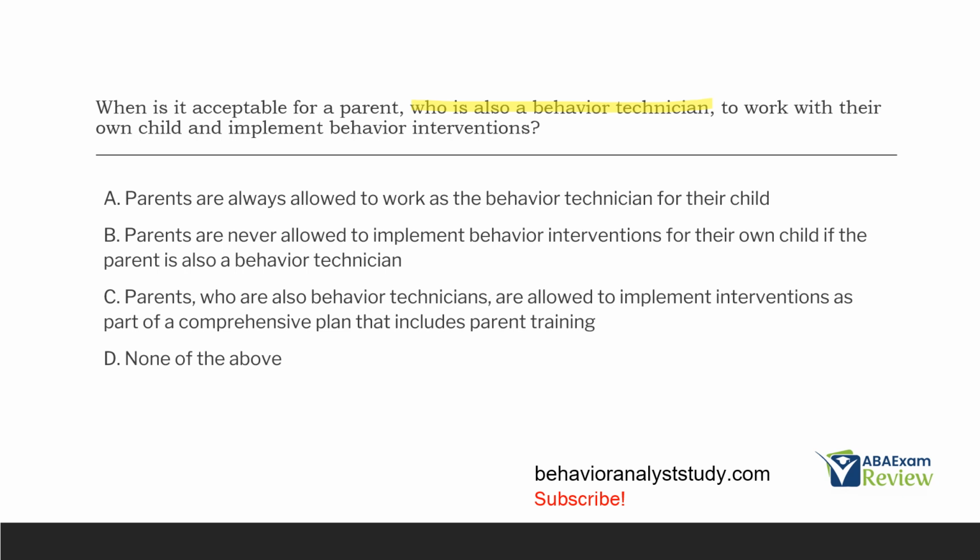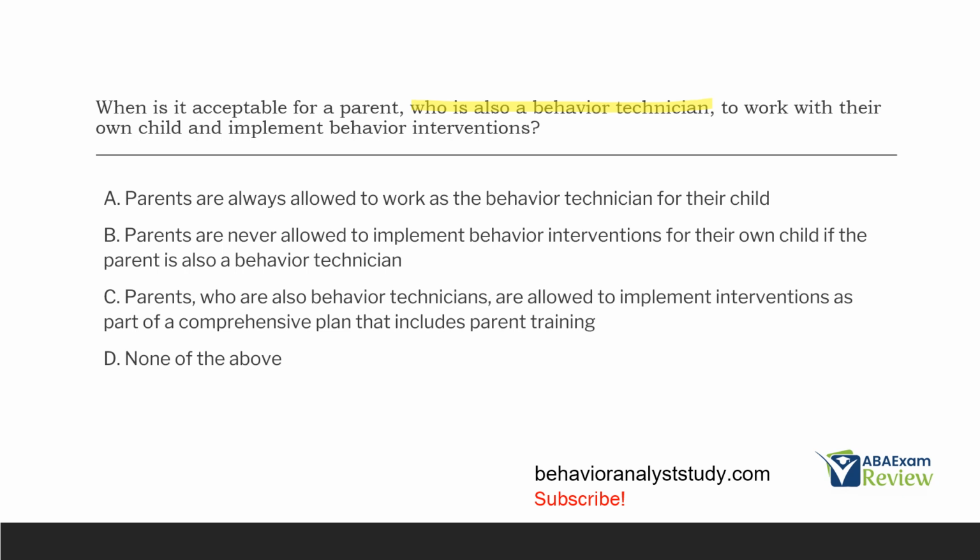That's just not true, right? We have to avoid multiple relationships. If you become the technician as the parent, we now have a professional and a personal relationship crossed over. It's not allowed. B, parents are never allowed to implement behavior interventions for their own child if the parent is also a behavior technician. Again, too strong, because parents, even if they're technicians, can receive parent training and can still implement procedures. They just can't act professionally as the technician.